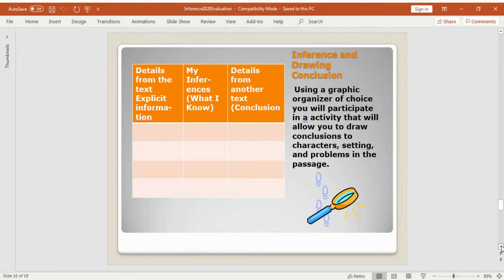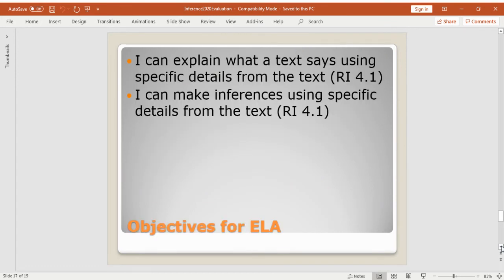Now, what do I do when I make inferences? Sometimes we get to use graphic organizers, and you get to participate in activities. In this graphic organizer, you can see that we look for explicit information. Explicit means things that we know. And I use those details to arrive at my conclusion. So being the detective, you have to look for the clues. Now, as we come to the end, let's look at our objectives. We explained what the text was saying using specific details, and we made inferences using these details.